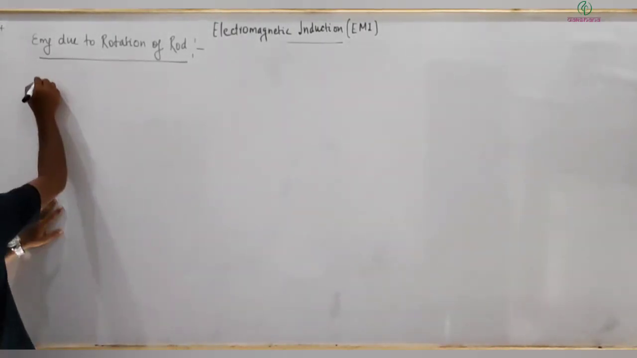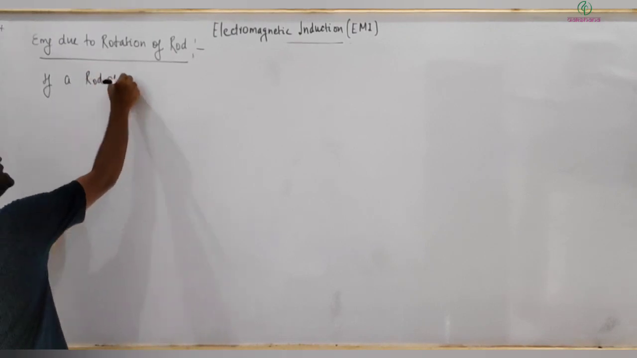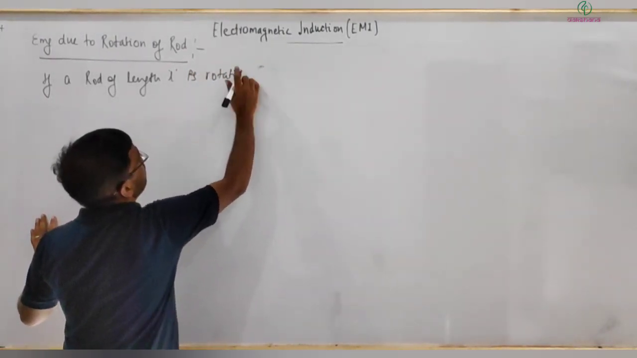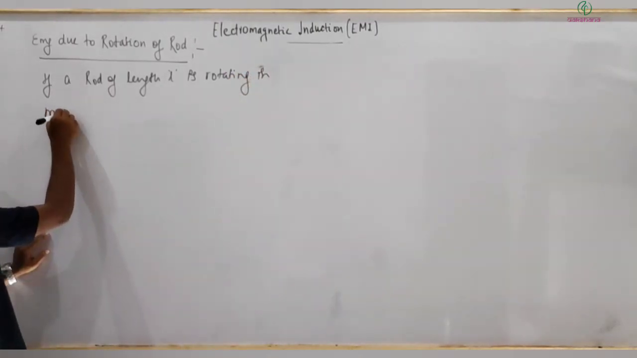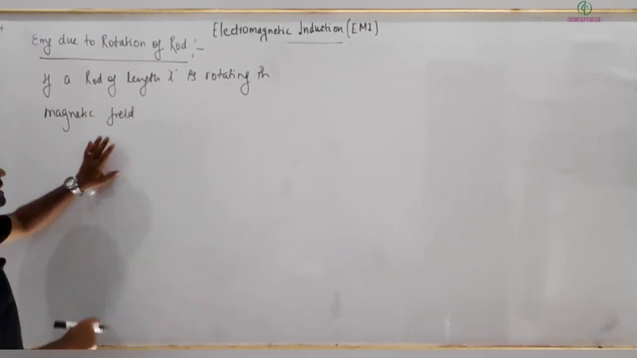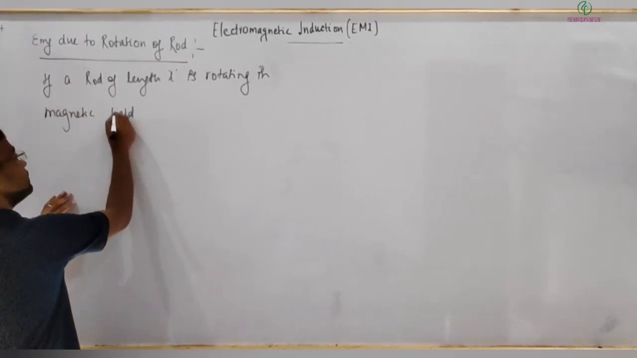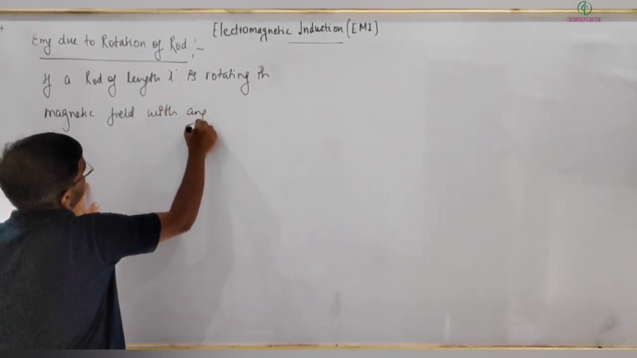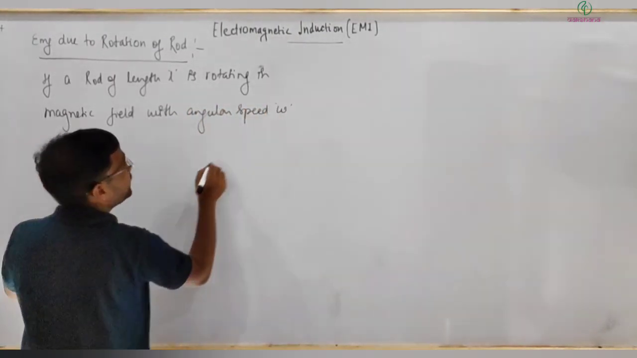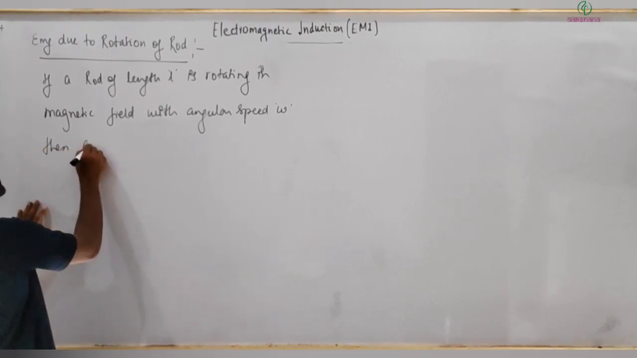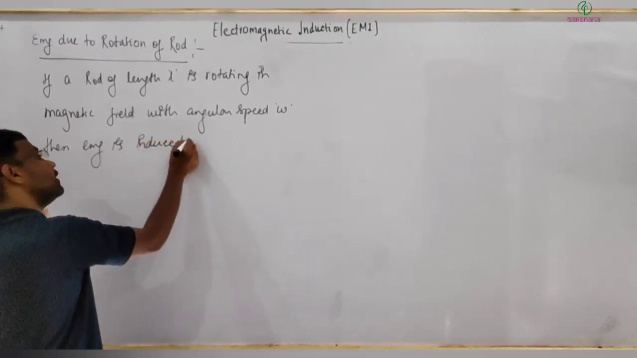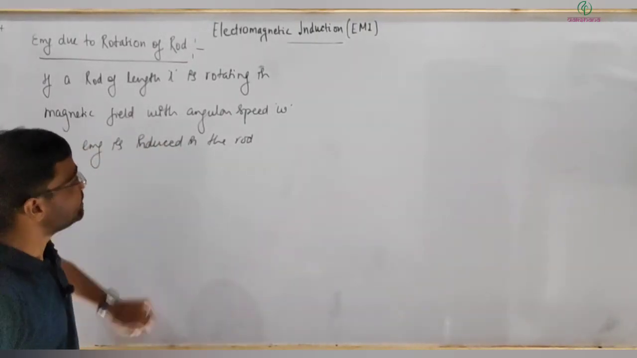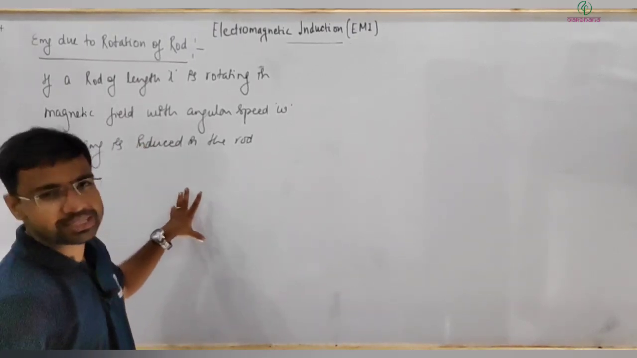Here, if a rod of length L is rotating in a magnetic field, for the simplest case, to make this concept easy to understand, I will take the magnetic field to be uniform. The rod is rotating in the magnetic field with angular speed omega, and then EMF is induced in the rod, which is called EMF due to rotation. So let's calculate what that EMF will be and why.